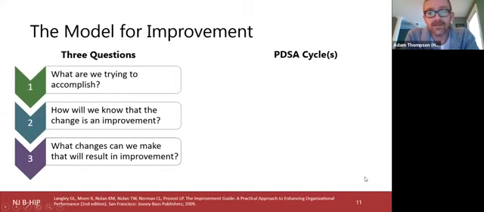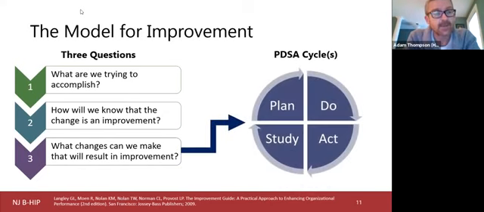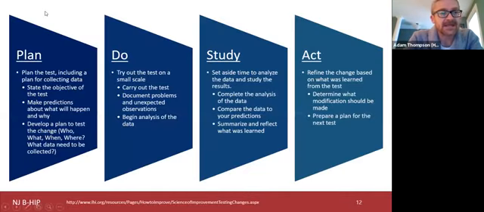So what is the Model for Improvement? The Model for Improvement is essentially beginning with 3 questions. What are we trying to accomplish? How will we know that the change is an improvement? And what changes can we make that will result in improvement? And out of that third question, what changes can we make? This is always a critical point. How can we change? What are we going to do? And how do we know that change will result in improvement? Well, we do that by implementing PDSA cycles. Plan, do, study, act. When you look at the PDSA cycle, let's break it down step by step.